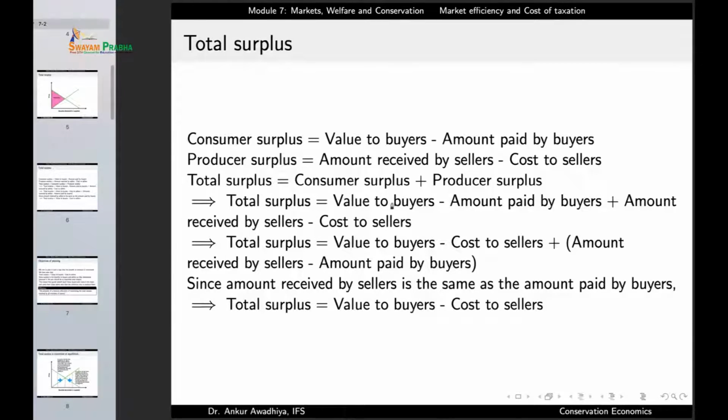Now, in this case, we can rearrange the terms on the right hand side to say that value to the buyers minus cost to the sellers plus amount received by the sellers minus amount paid by the buyers.